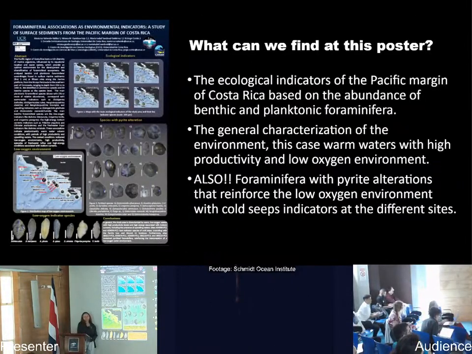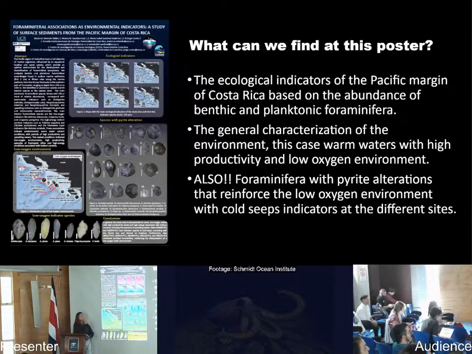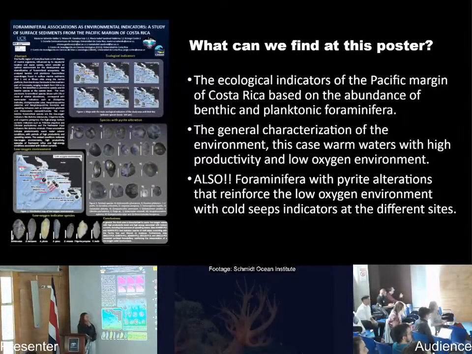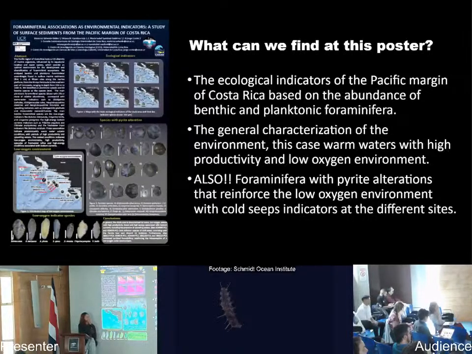We analyzed 15 different samples along the marine platform from the south of the Nicoya Peninsula to the southern part of the Osa Peninsula, the first 3 centimeters of the sediment cores. So what can we find at this poster? For example, we can see the ecological indicators of the Pacific margin of Costa Rica based on the abundance of the different benthic and planktonic foraminifera, and also a general characterization of the environment. In this case, warm waters with high productivity levels and a low oxygen environment.